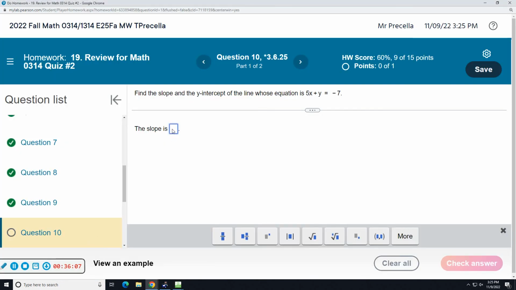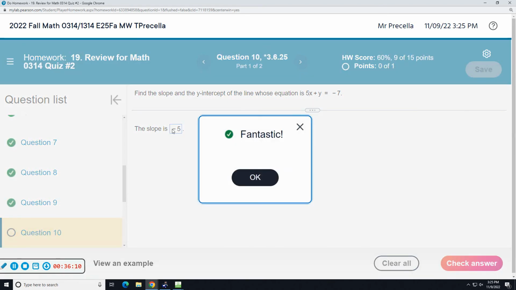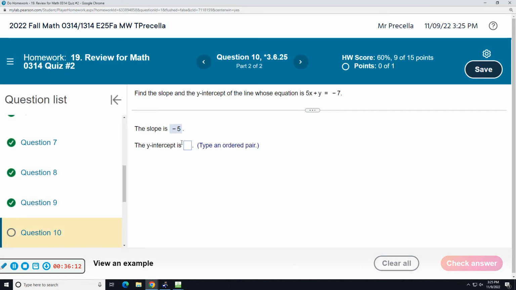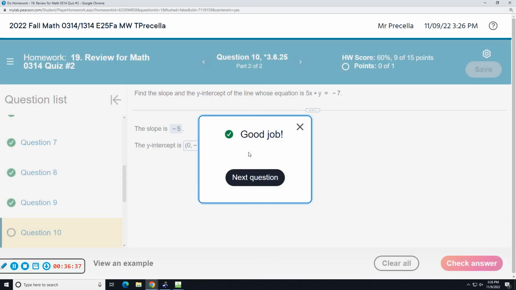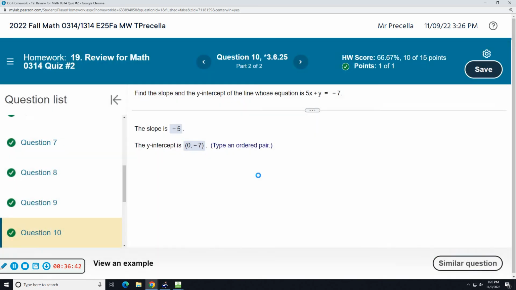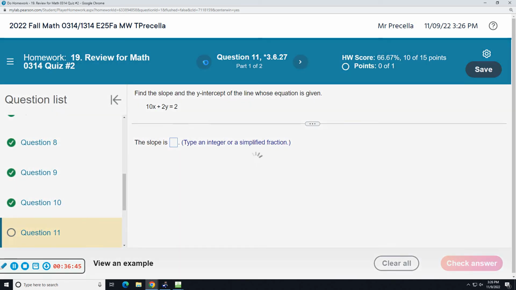So the slope is negative 5 and the y-intercept is, it's an ordered pair. Notice if you just type negative 7, they're going to count it wrong, and you say, well, you can correct it. Not on the test. That's why you have to pay attention to these instructions, because here in the homework, if you mess up, you can correct the problem. But when you're taking the test, or I should say the quiz, yeah, they're not going to let you do that. Any questions there? Any questions about this one?